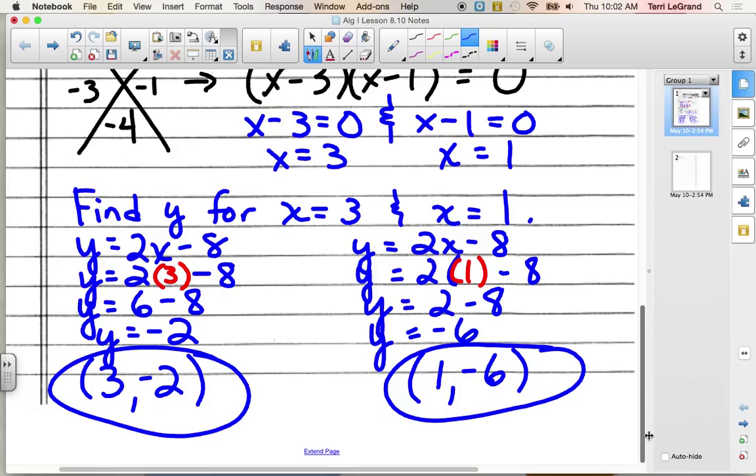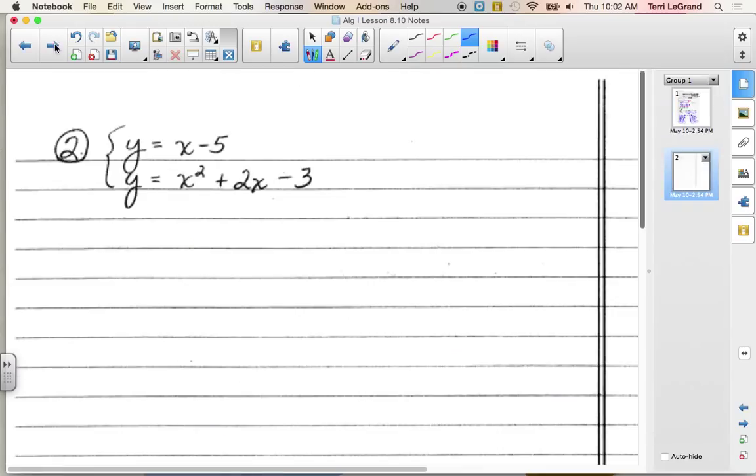Okay, we're gonna do another one together. Go to the back side. Okay, we have y equals x minus 5, we have y equals x squared plus 2x minus 3. Oh, what do you guys think?